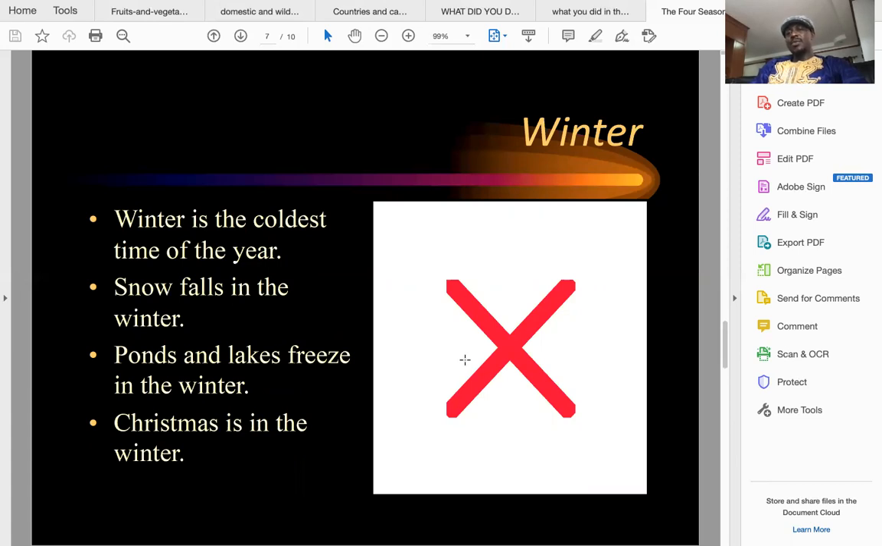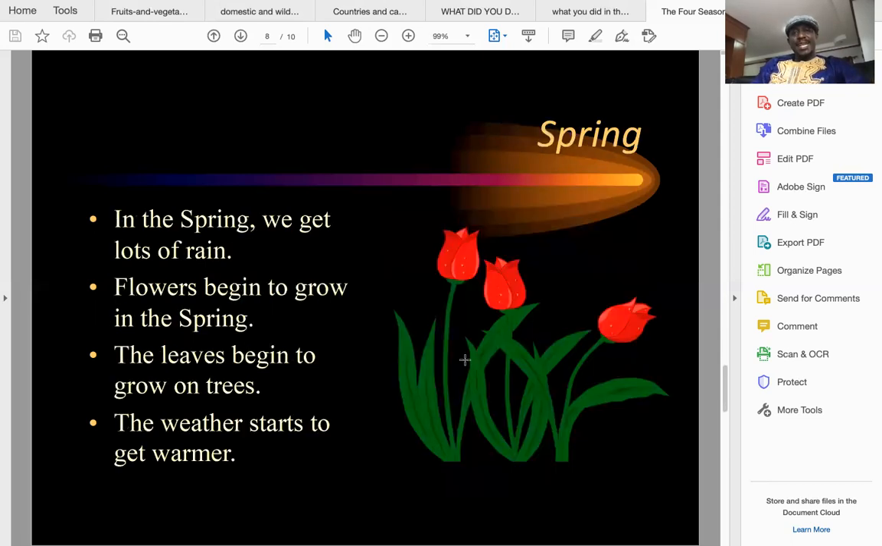Christmas is in the winter too. So the winter is a cold time of the year. Okay. Then we also have spring. In the spring, we get lots of rain. Flowers begin to grow. In the spring, the leaves begin to grow. The weather starts to get warmer.